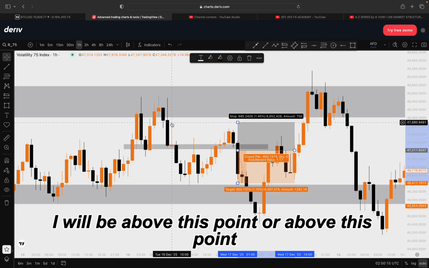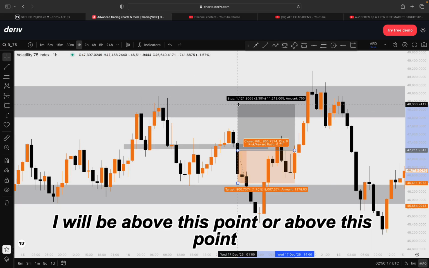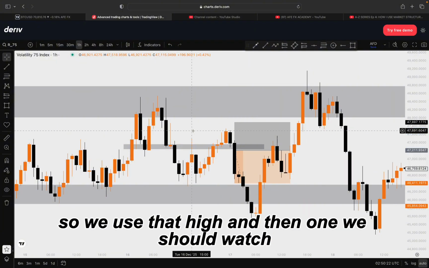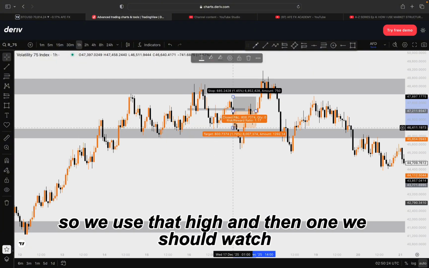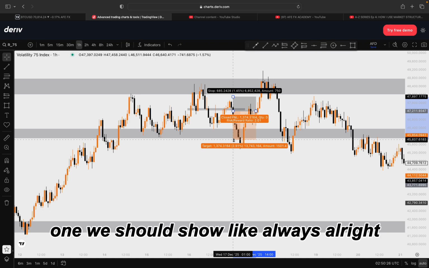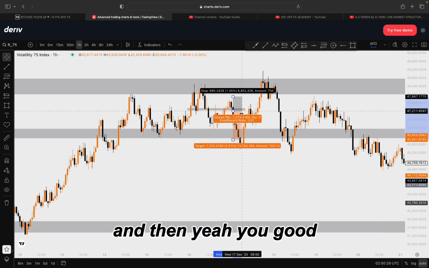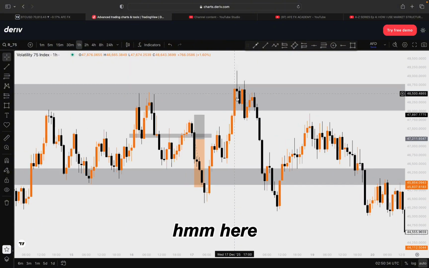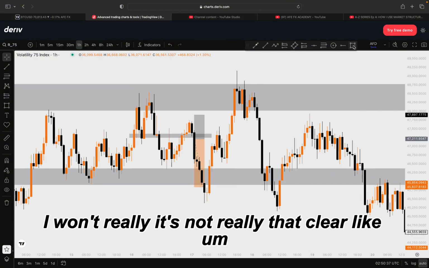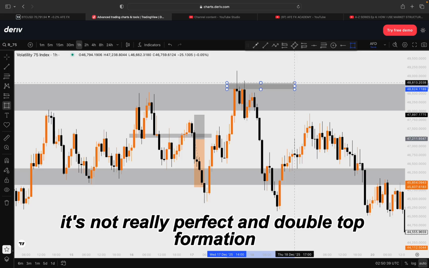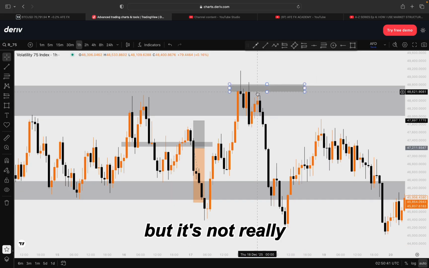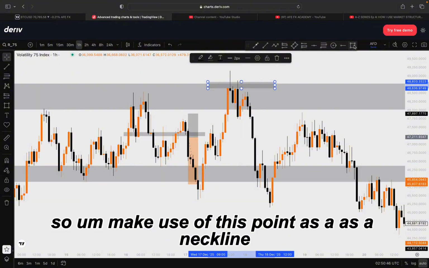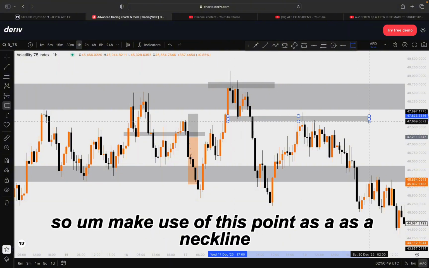So we waited, then our entry will be around here. SL will be above this point or above this point. Two of them, but make use of the next reasonable high. So we use that high, and then 1:2 like always, right? And then yeah, you're good. You wait and check for the next point here. It's not really that clear, it's not really a perfect double top formation, but it's still good. It's not really bad.